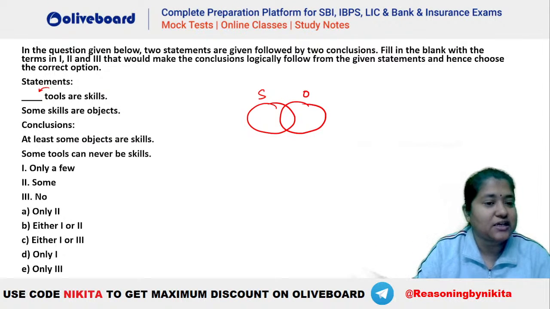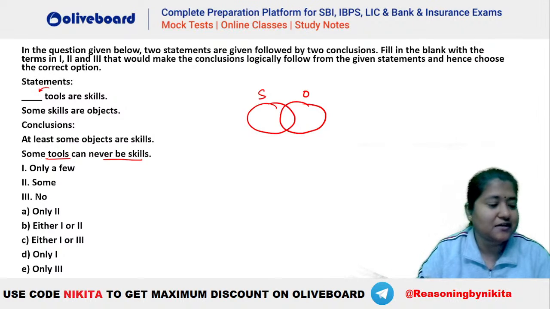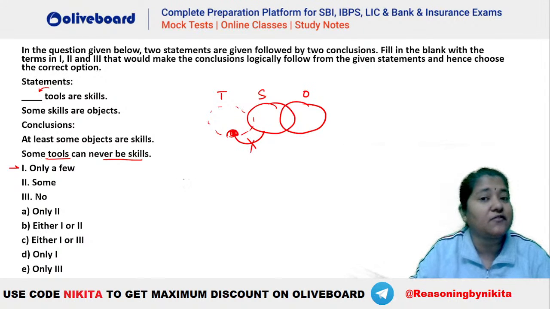Okay, so let's check the conclusion. At least some objects are skills. You can see that is anyways true. Some tools can never be skills. So you can see there should be a negative information between tools and skills. So there has to be a definite portion of tools which should not be skills, isn't it? Now here you can see what should be added. Let's say if we add only a few tools are skills. So if we have only a few tools are skills, that means some tools are skills and there is a specific portion of tools which will never be skills.